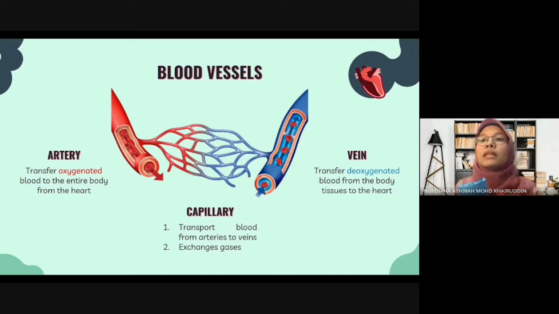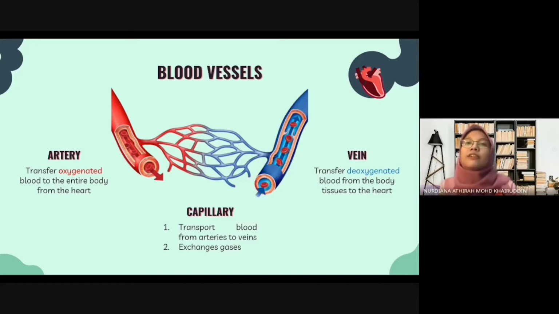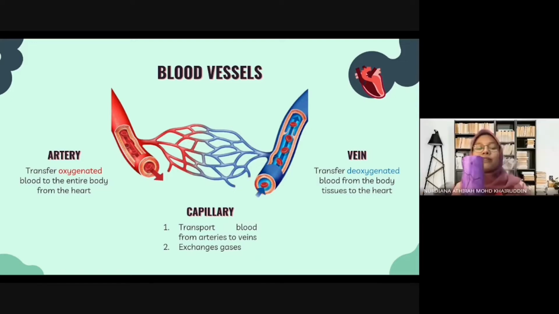So can someone tell me the function of vein, please? Yes, Shauki. To transfer the deoxygenated blood from the body tissues to the heart. Yes, excellent answer. Very good, Shauki. So how about the capillary? Where is the location of the capillary? Located between artery and vein. Yes, correct, Fakihah. Very good. So the function of capillary is to transport the blood from the artery to vein. So basically, it is in the middle one.